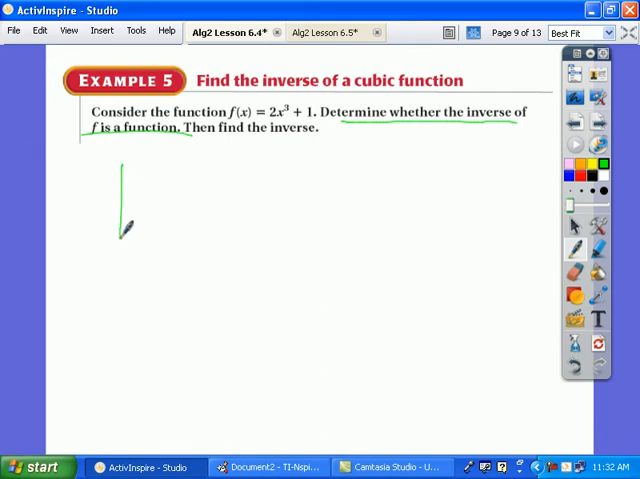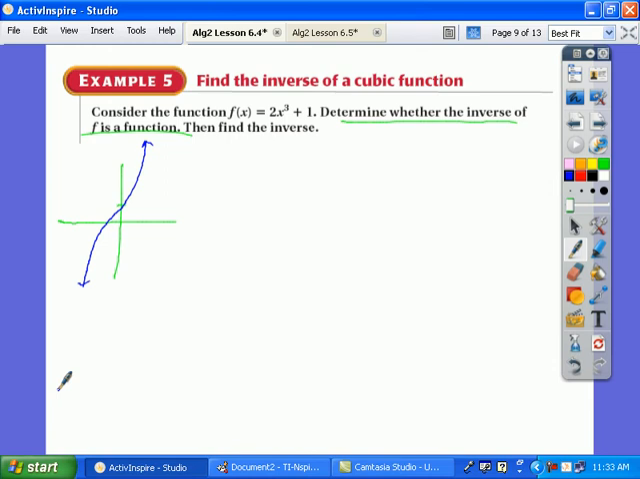So let's first start by taking a look at the graph of y equals 2x cubed plus 1. And if you have your graphing calculators, you can graph this there. I have graphed this already, so I have a rough idea that it looks something maybe like that. Just roughly. It's a rough sketch.